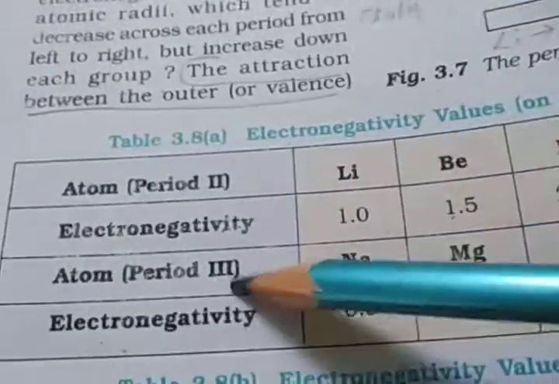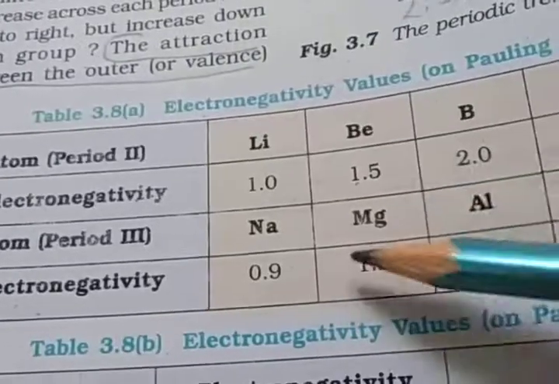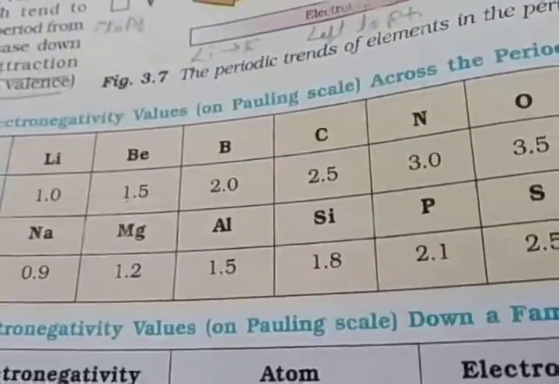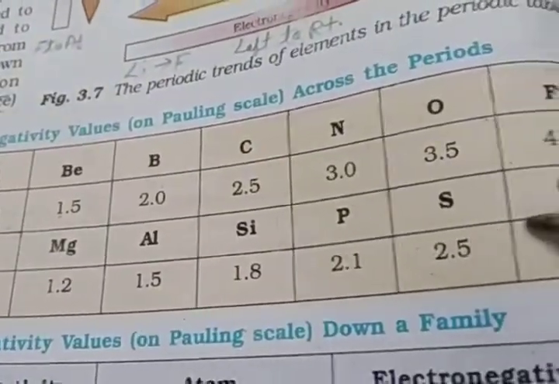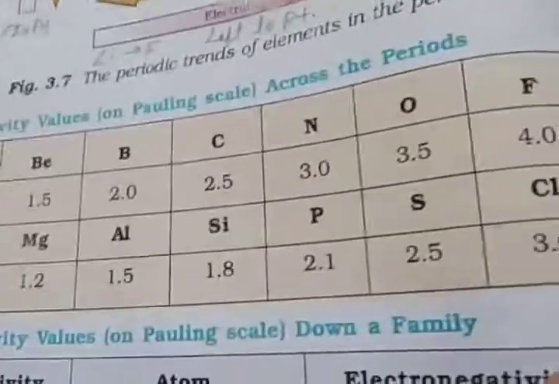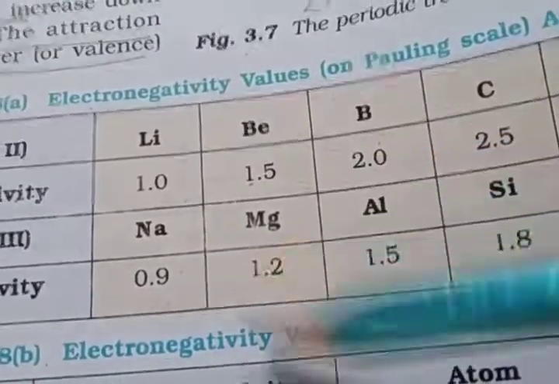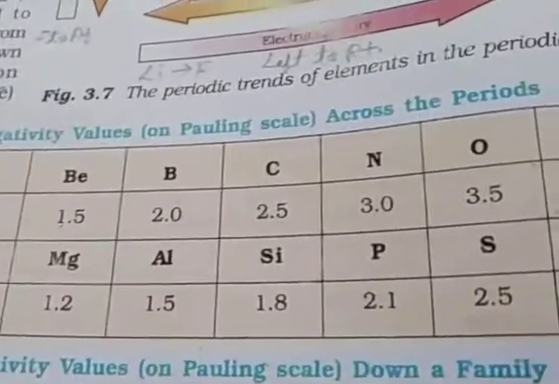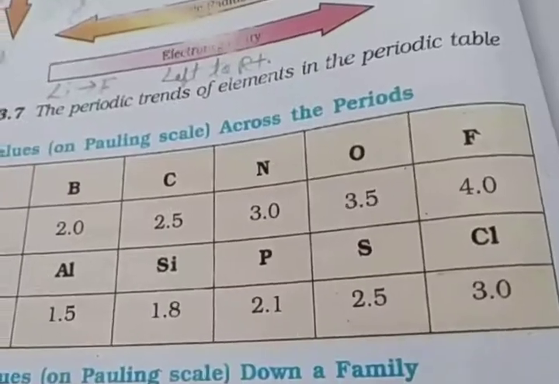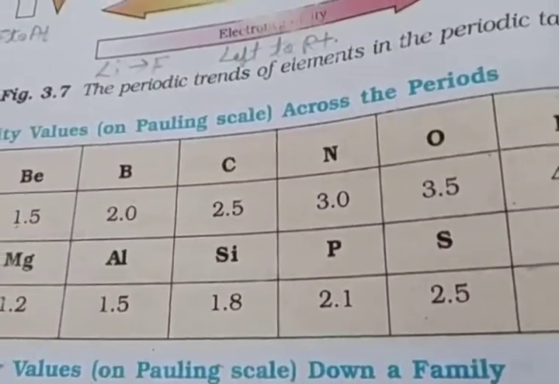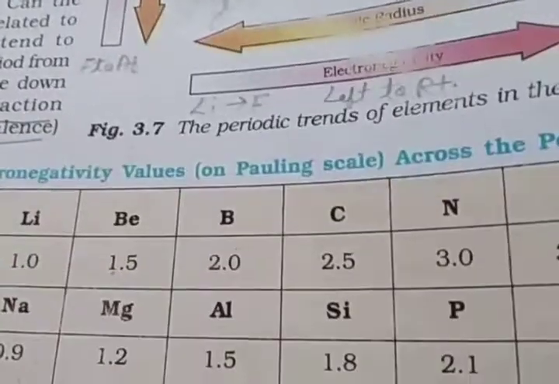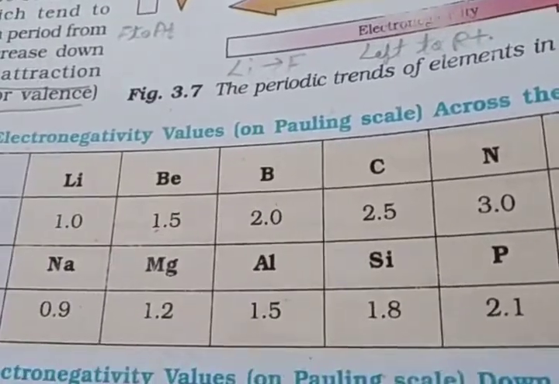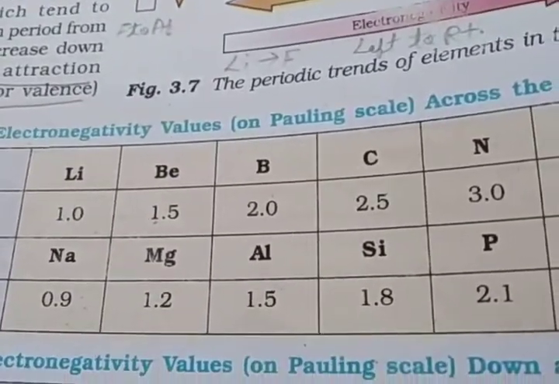Then atoms of period number three: sodium, magnesium, aluminium, silicon, phosphorus, sulfur, chlorine. So here see the values of electronegativity: 0.9, 1.2, 1.5, 1.8, 2.1, 2.5 and then 3.0. It also increases, okay. So on the Pauling scale, across the period, electronegativity values increase.